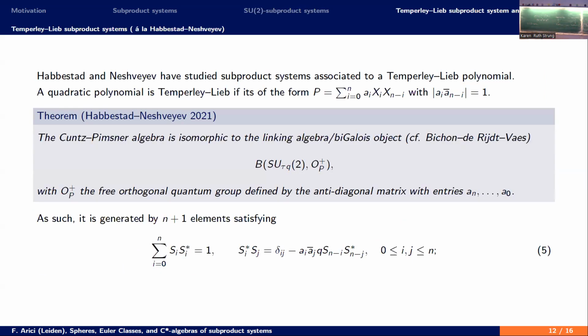Well, I will tell you briefly something about special polynomials. So I just told you that our determinant was generated by things of this form. Now, this was extended by Abadstad and Shveyev to the setting of what I call Temperley-Lieb polynomials. So they just say that there are polynomials that have similar form to the ones we studied. For us, a_i was either 1 or -1.